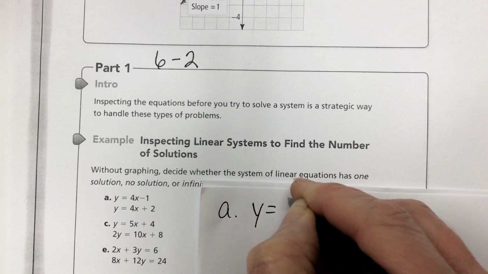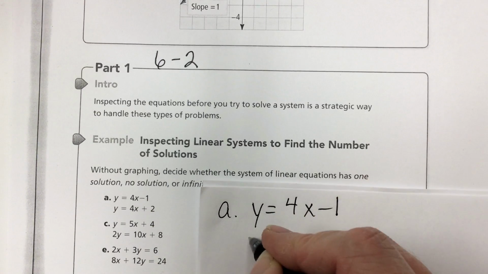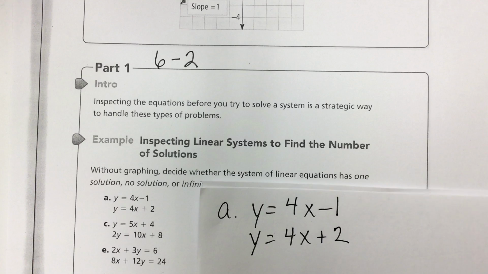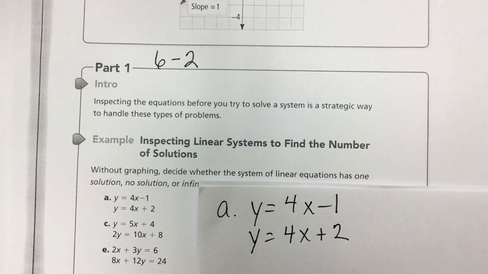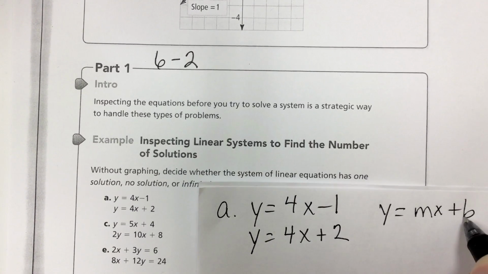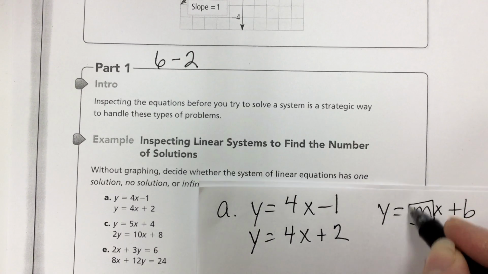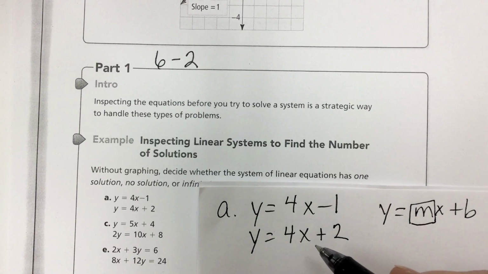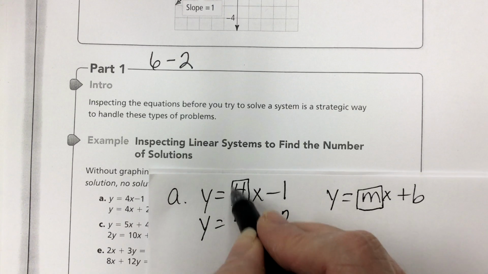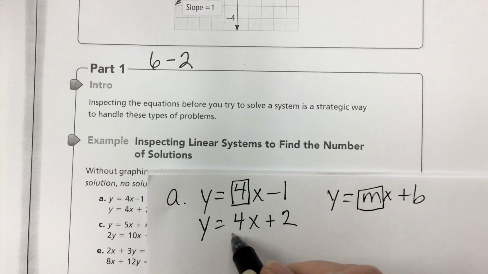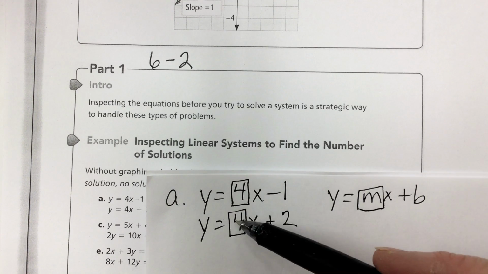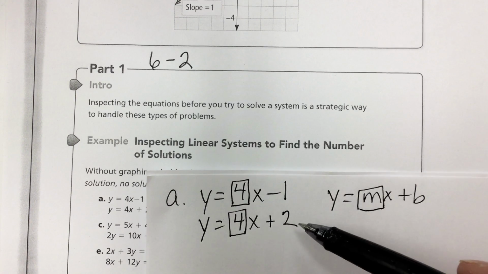Looking at A part, it is y equals 4x minus 1 and y equals 4x plus 2. Looking at these lines, they're already in the form of y equals mx plus b. M is your slope. So you see that the slope of the first line is 4. The slope of the second line is 4. These lines have the same slope, but they have different y-intercepts.